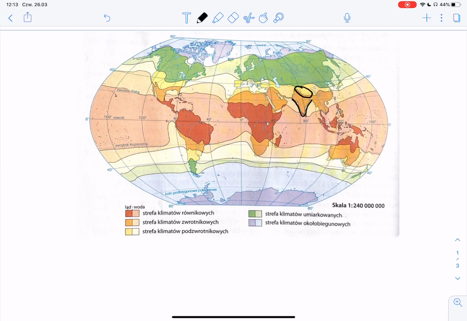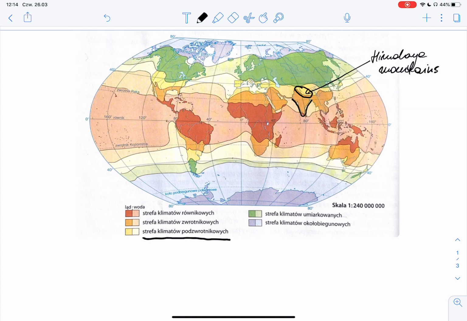This region is Himalaya mountains, as well as the Tibet itself. Anyway, according to this map, this region is located somewhere in the subtropical zone.